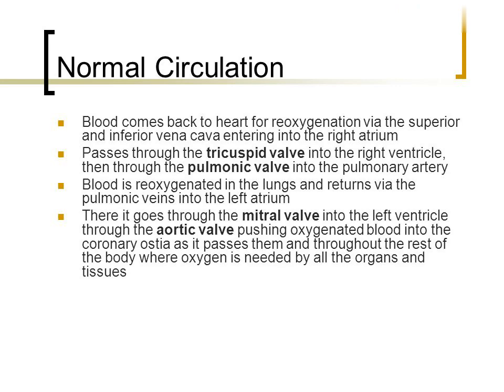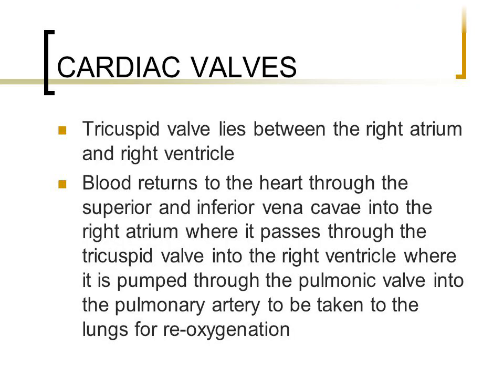Normal circulation. Blood comes back to the heart for reoxygenation via the superior and inferior vena cava, entering into the right atrium. It passes through the tricuspid valve into the right ventricle, then through the pulmonic valve into the pulmonary artery. Blood is reoxygenated in the lungs and returns via the pulmonary veins into the left atrium. There it goes through the mitral valve into the left ventricle, then through the aortic valve, pushing oxygenated blood into the coronary ostia as it passes them and throughout the rest of the body, where oxygen is needed by all the organs and tissues.